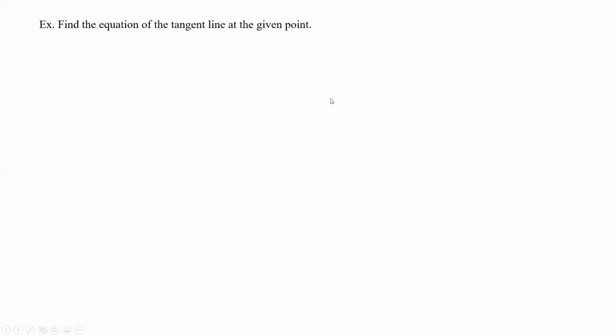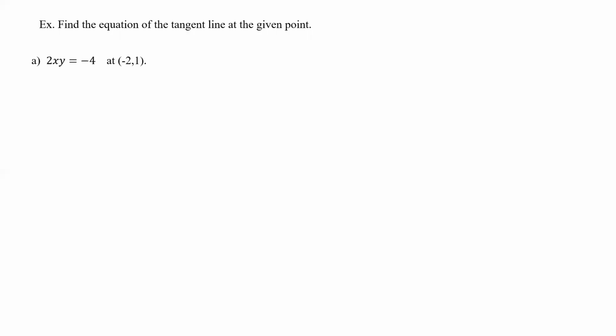Find the equation of the tangent line at the given point. Now, other than the fact that we have x and y's together, you know how to find the equation of a tangent line. You've done that before. Think about y equals mx plus b, equation of a line. You're welcome to try this one on your own. Put me on pause, try it, see if you're right. For those who want to keep working with me, let's keep going.